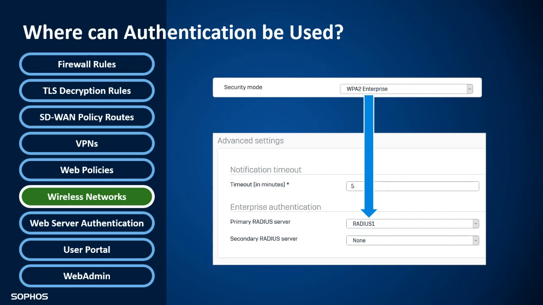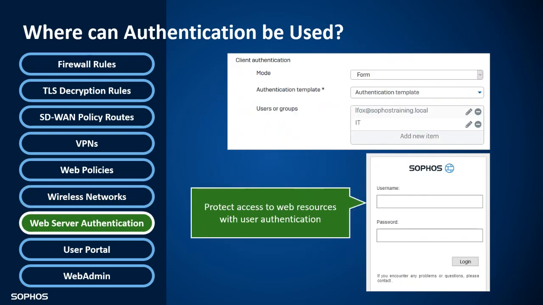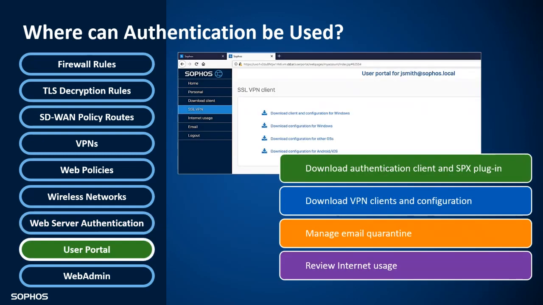The wireless protection on Sophos Firewall supports WPA or WPA2 and enterprise security that can use a RADIUS authentication server to control access to the wireless network. You can protect access to web servers by forcing users to authenticate before the connection even reaches the destination server. This means attackers cannot try to exploit a web server as they don't have access to it.